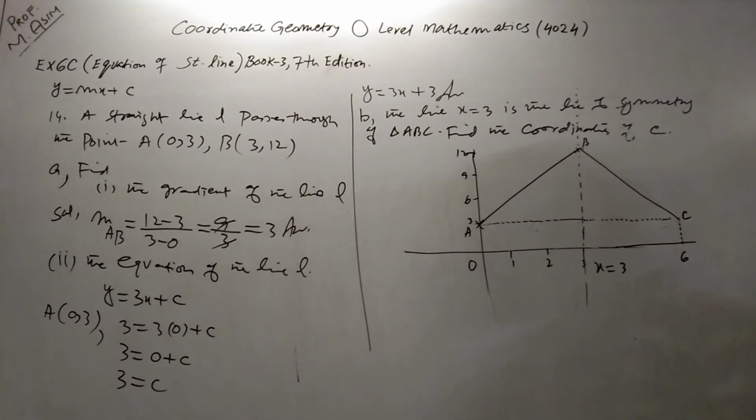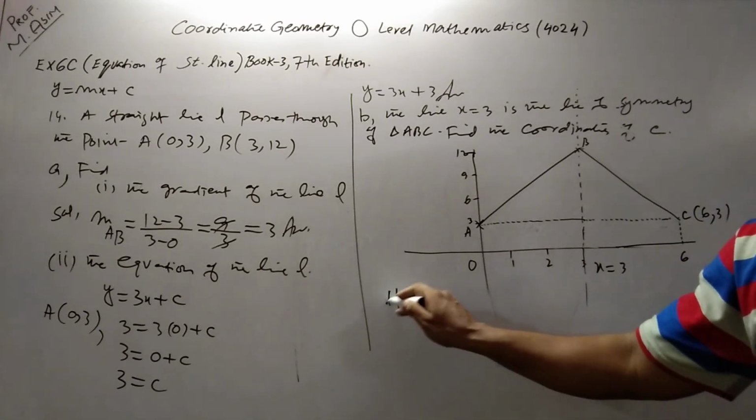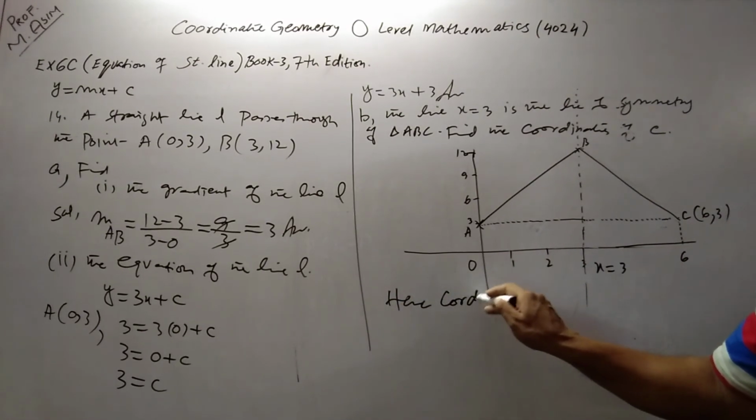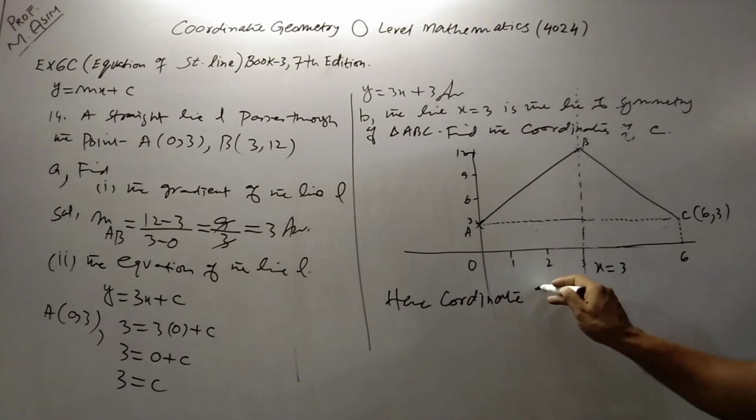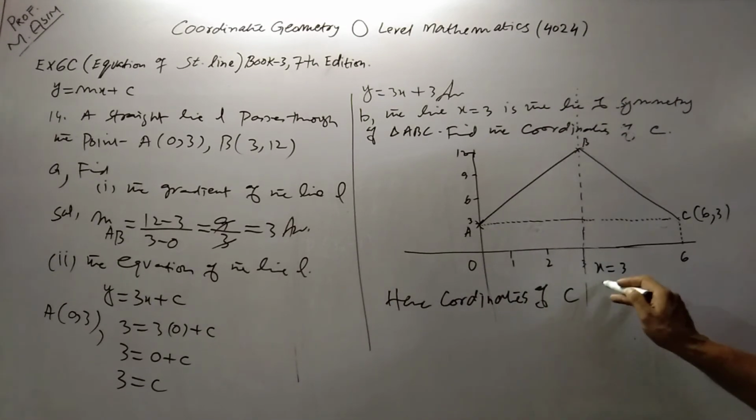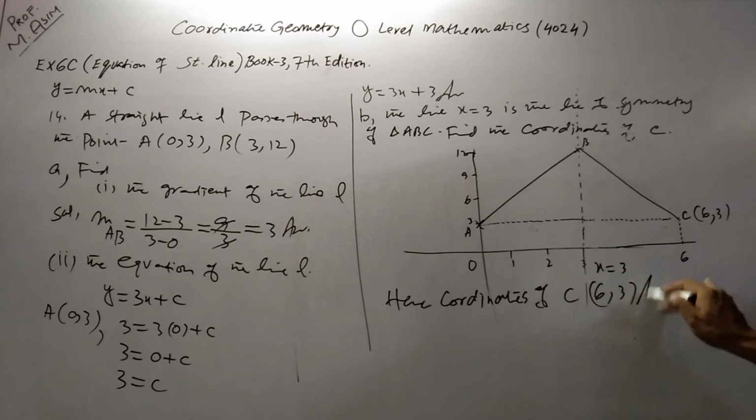What is the value of C? The value of x is 6 and the value of y is 3. Therefore, hence, the coordinates of C are (6, 3). This is our final answer.